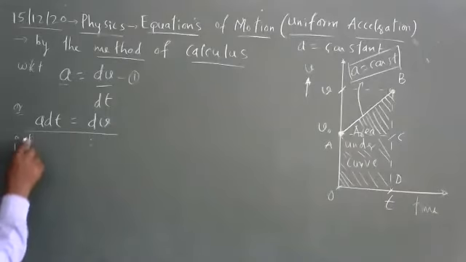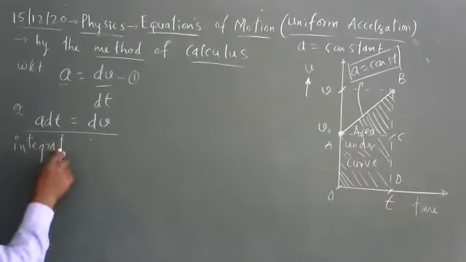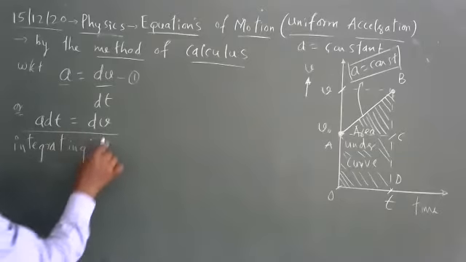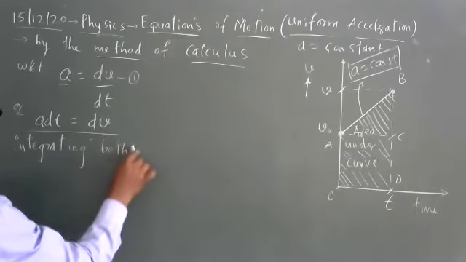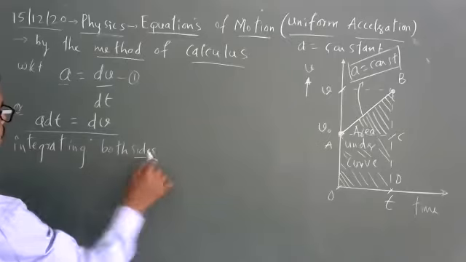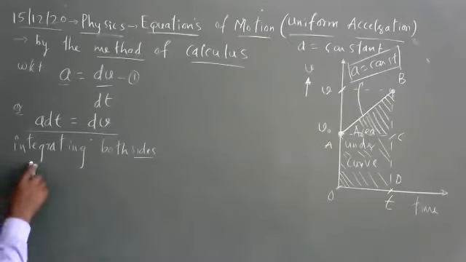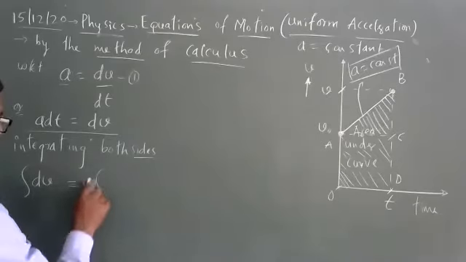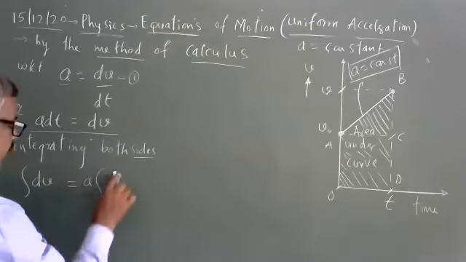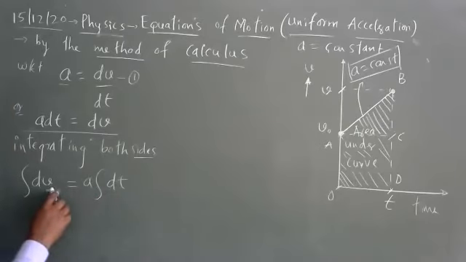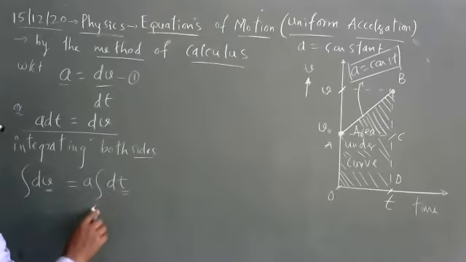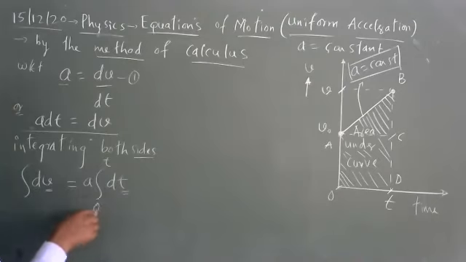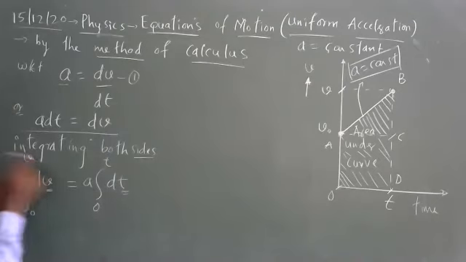This equation I will integrate on both sides. Integration is a process. So integration of dv is equal to integration of a dt, a being a constant, I'll take it out of the integration. Since v is a variable and time is a variable, time varies from 0 to t, t1 equal to 0, t2 equal to t. Velocity also varies, from initial velocity to final velocity.